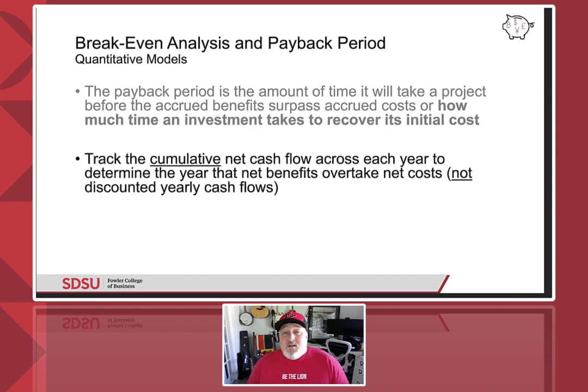To do this, we're going to track our cumulative net cash flow across each year, and it's not the discounted yearly cash flows. It's cumulative now, and when we look at that, we can immediately see what year the transition from negative to positive is on any given cash flow or any given project. And again, this is also used as a threshold.